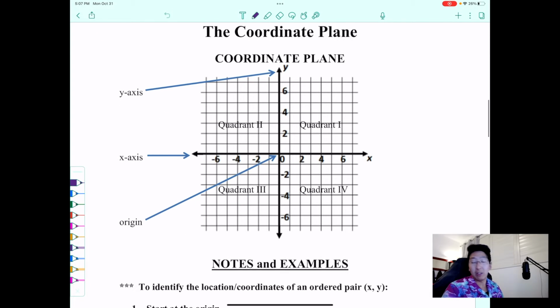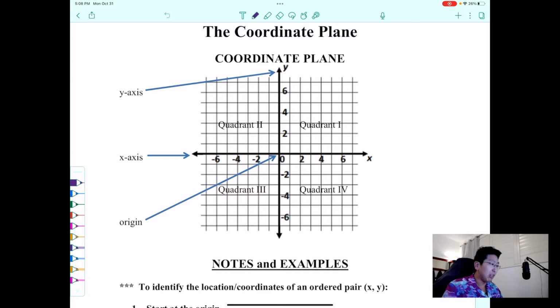A coordinate plane is basically a flat surface that has two lines that cross. They're called the x and y axis. And they create a place for us to graph. So whenever I talk about coordinate planes, you should know that we're graphing.